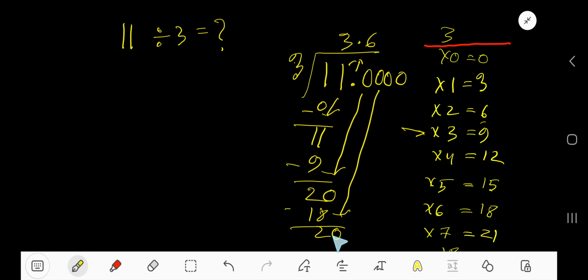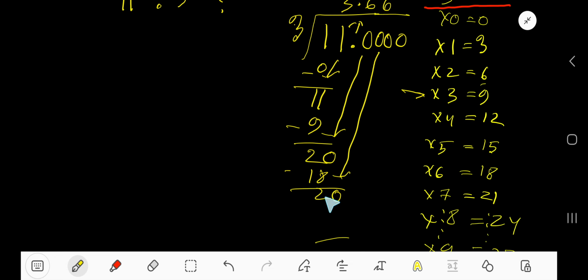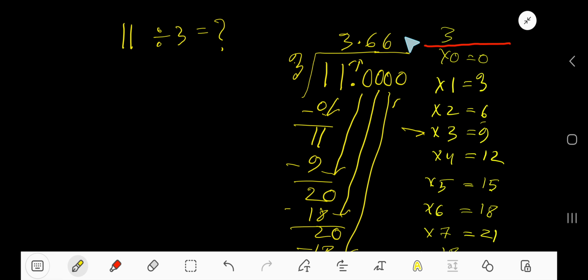How many times does 3 go into 20? Again 6 times. 6 times 3 is 18. Subtract, and you get 2. Bring down another 0. 20. 3 goes into 20 6 times.